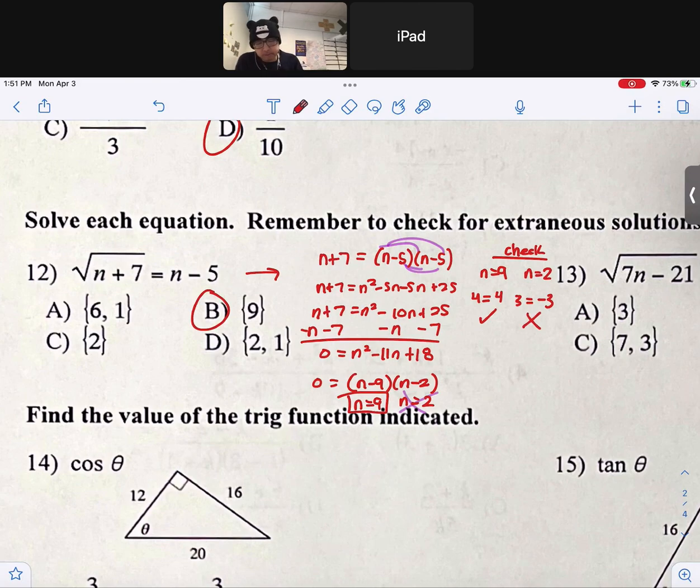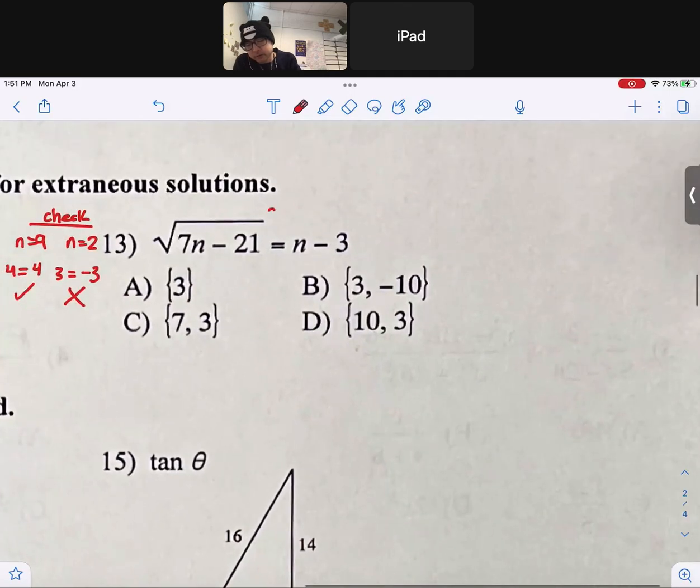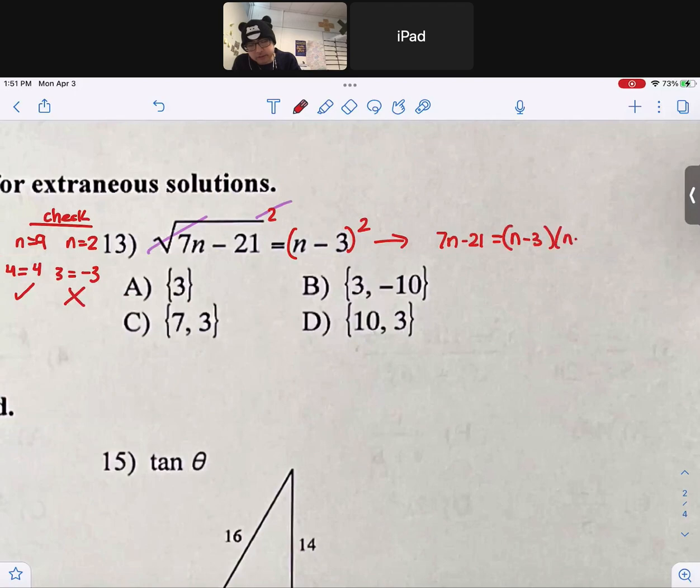Number 13. And again, to get rid of the square root, you guys square both sides, because this will cancel with that. 7n minus 21 equals n minus 3 times itself. And you guys gotta do a double distribution. 7n minus 21 equals n squared minus 6n plus 9. Combine like terms. And because we're dealing with a quadratic, highest degree is 2, we gotta move everything over so that we can set the whole equation equal to 0.